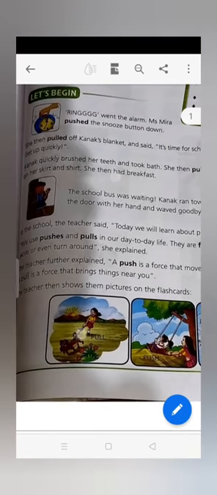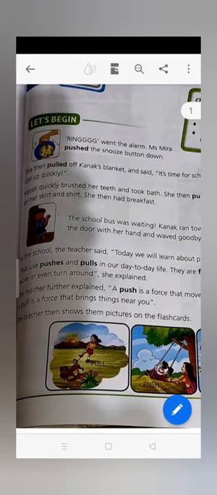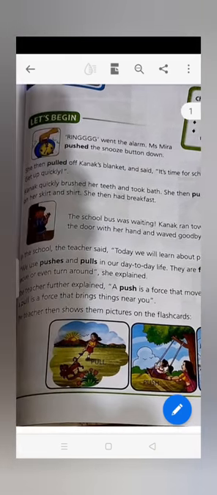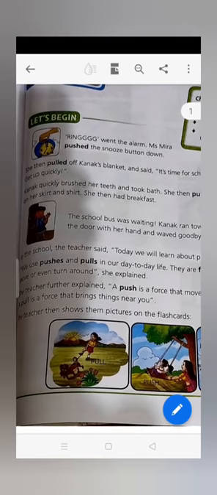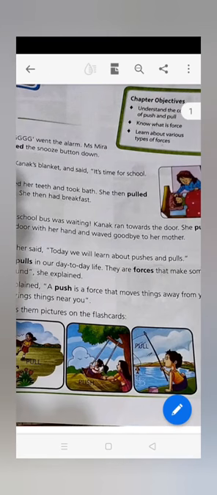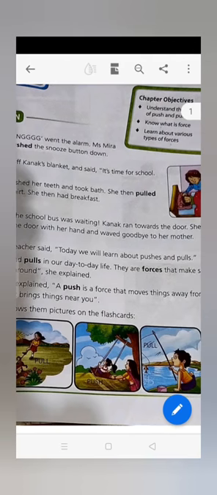Okay, now as you can see, when the alarm rang, Mrs. Meera pushed the snooze button down. She then pulled up Kanak's blanket and said, "It's time for school. Get up quickly." Kanak quickly brushed her teeth and took a bath. She then pulled on her skirt and shirt. She then had breakfast. The school bus was waiting. Kanak ran towards the door. She pushed the door with her hand and waved goodbye to her mother.